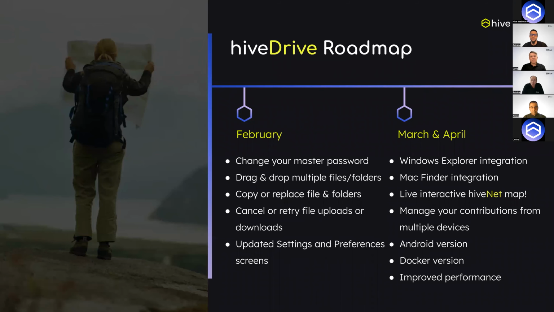You can now select the folder from which you want to contribute free space. And we're adding many other improvements to our setting and preferences screen. We're also completing some missing actions like copy and paste folders. All these file manipulations will become even more natural as we integrate seamlessly with the Windows File Explorer and Mac Finder. Next month, as you see, we will also ship our first mobile version on Android. And if you're curious like me and you want to see HiveNet grow, we will soon have our live interactive HiveNet map.